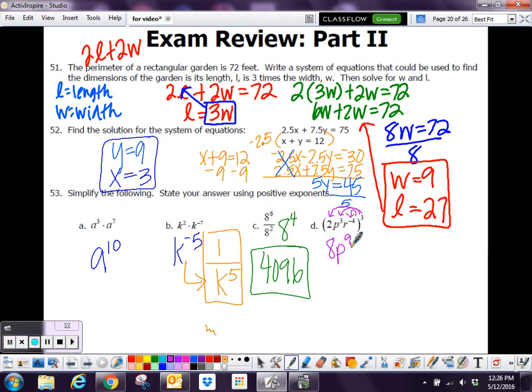So p to the 9th, r to the negative 12. But we can't have negative exponents. The only thing that has a negative exponent is the r. So that r is going to have to get dropped. So on the top, I have 8p to the 9th, but on the bottom I have r to the 12th.